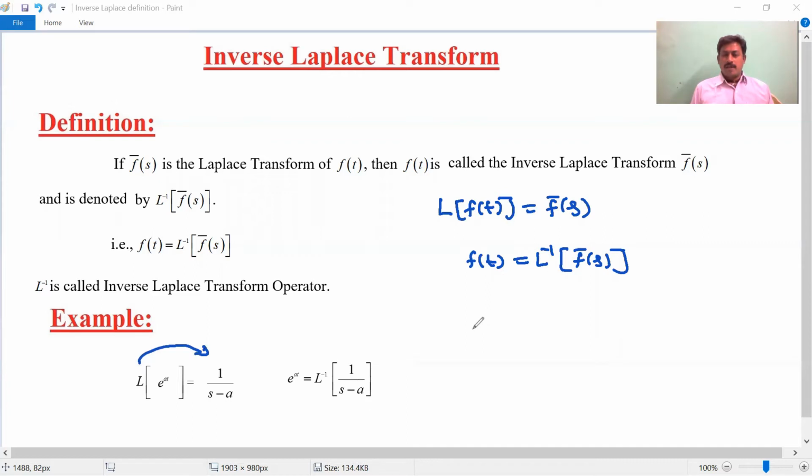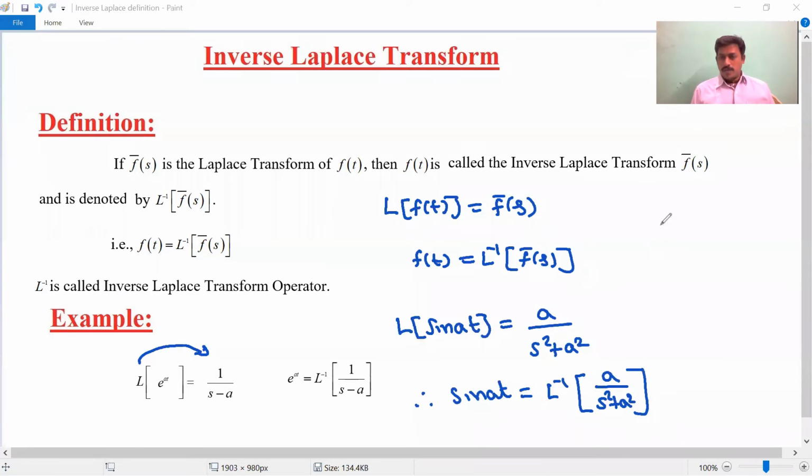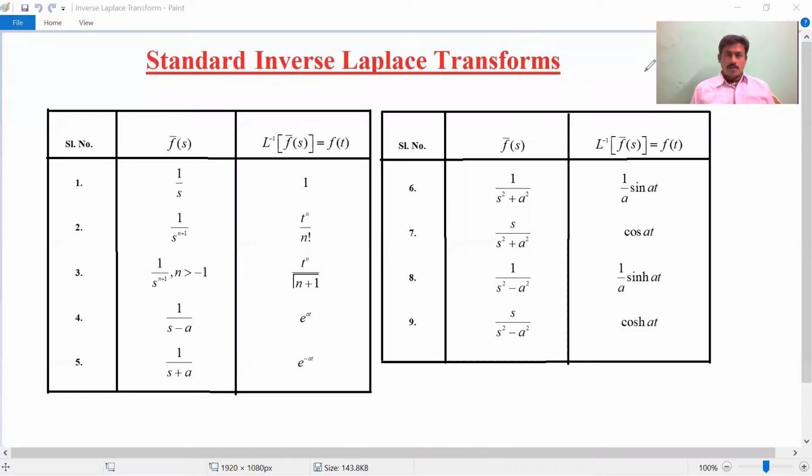In the same way, we can write L of sin at equal to a by s square plus a square. So therefore, sin at equal to L inverse of a by s square plus a square. This can also be written as L inverse of 1 by s square plus a square equal to sin at by a. Some standard inverse Laplace transforms.